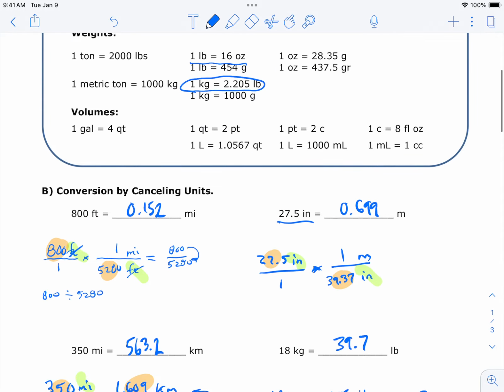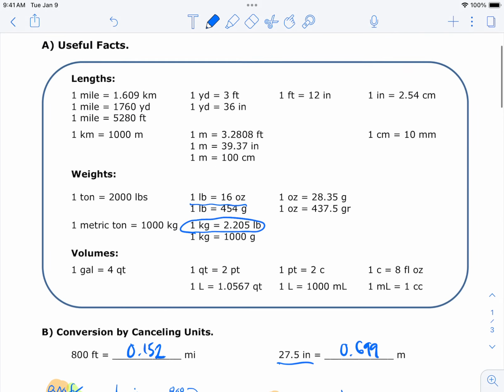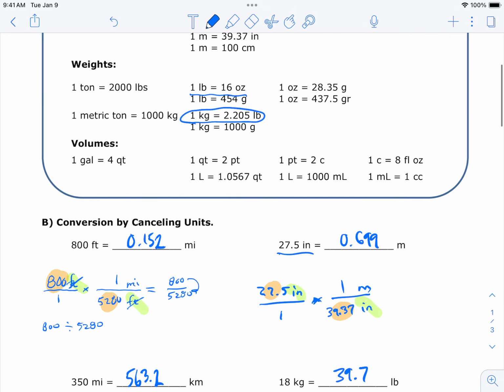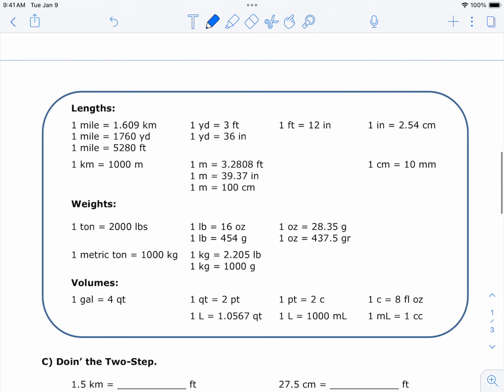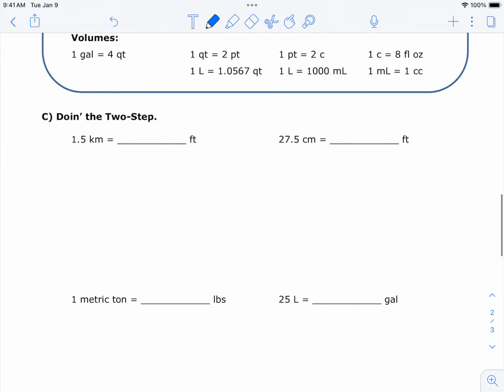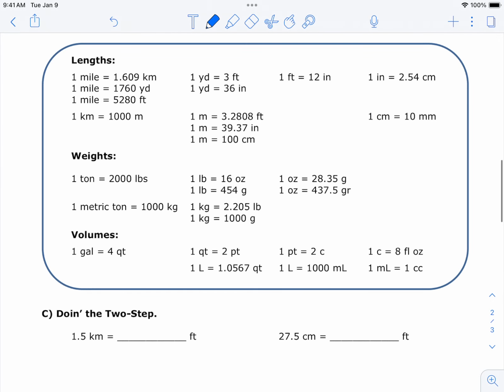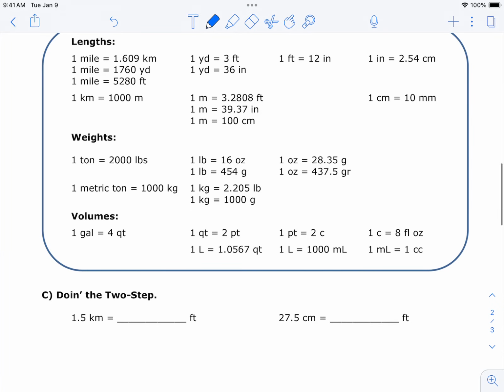So what else is there to show you today? Well, there's a little bit more that we can show you today. On the next page, notice I copied that table because you want to have that handy at all times. I've got four more examples on this page, and then we'll have one on the last page. This is called doing the two-step. Doing the two-step. What are you talking about? I'll show you what I'm talking about.